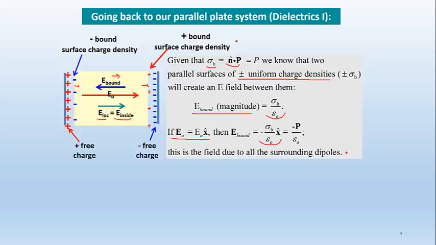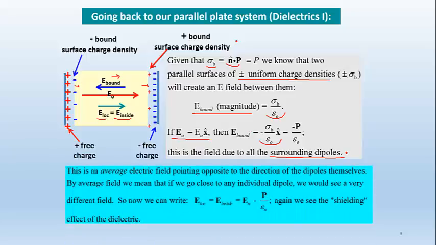But if we go up here, sigma b is equal to P, and so we would have that the E bound is minus P over epsilon naught. It's minus, of course, because the induced bound charge would create a field in this direction. So this is the field due to all the surrounding dipoles, which end up only affecting the surface. There is no bound charge inside. So this average electric field that points opposite to the direction of the dipoles themselves, the E bound, will give you a way to get the local field.